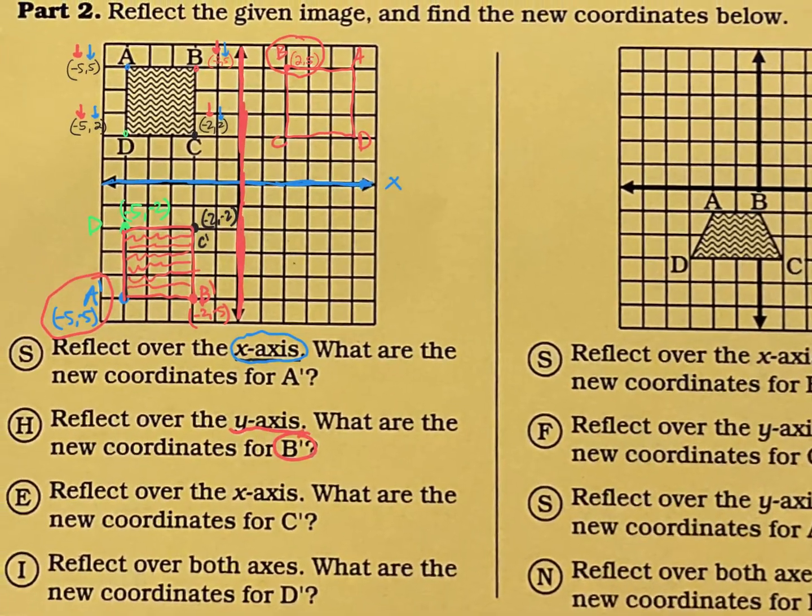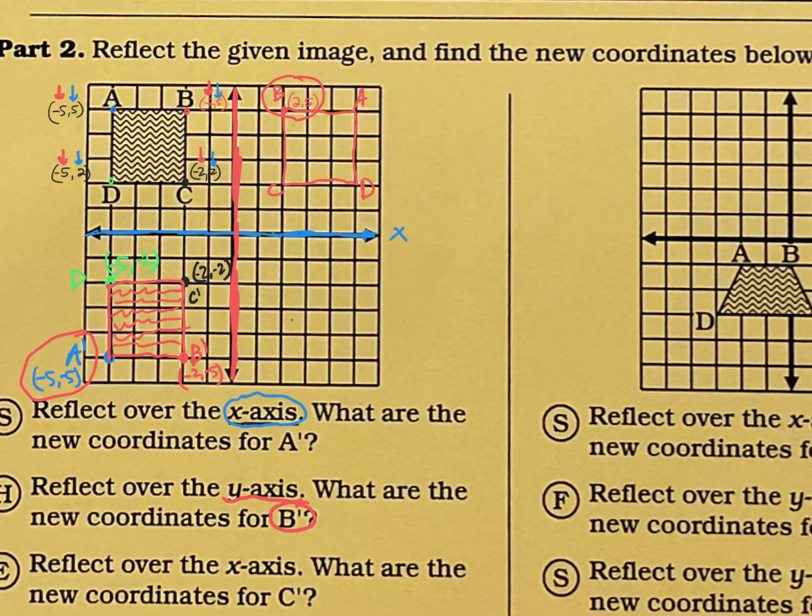All right, so see if you can do the rest of them. Here's the trick. If they ask you to flip over the x-axis, switch the y. If they ask you to flip over the y-axis, switch the x. And remember, whenever you are writing the coordinates for a point, they're in x, y. So the x is always the first one, the y is always the second one. All right, good luck.